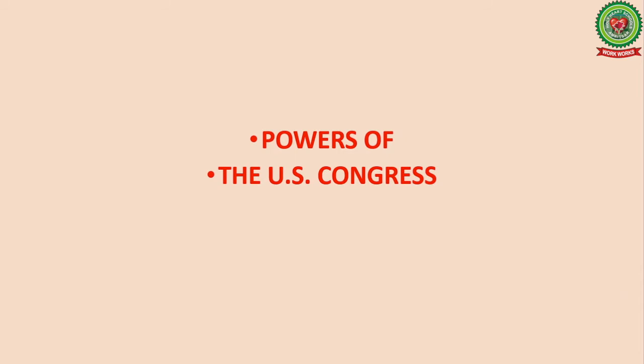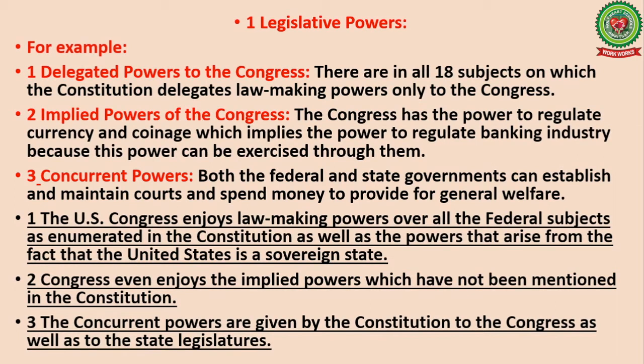Now, I am going to discuss the powers of the US Congress. There are different powers of the US Congress. First is legislative powers. There are three types of powers which the US Congress enjoys: delegated powers, implied powers, and concurrent powers. We can compare it with Indian legislative powers. The Indian Union enjoys the power to legislate on the union list. Otherwise, there is a union list, state list, and concurrent list.